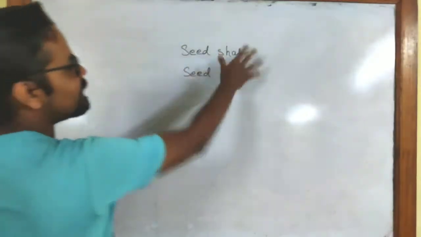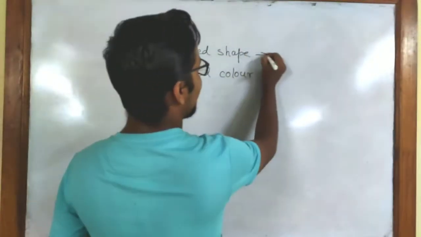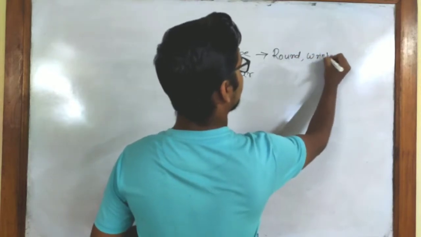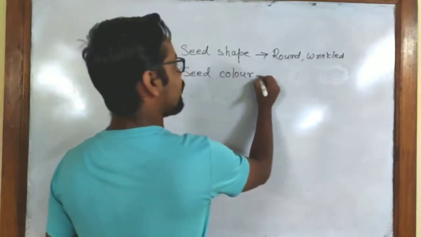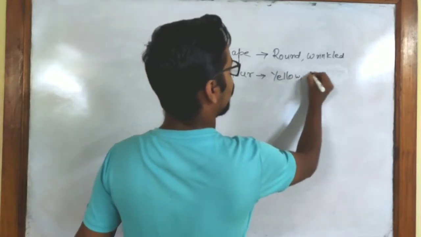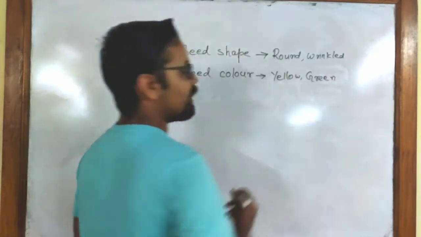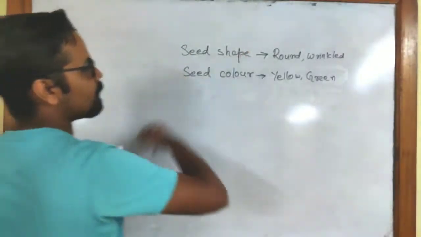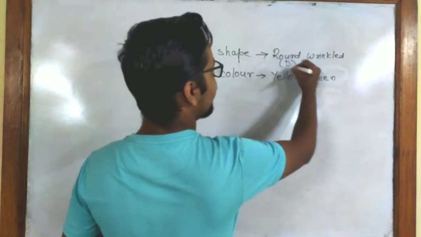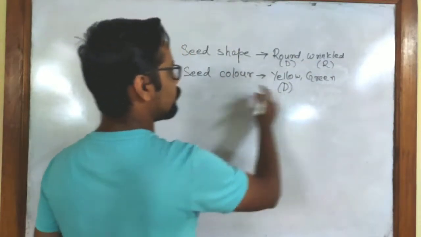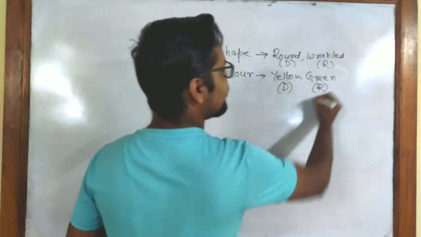Okay, so here seed shape can be of two types. It can be either round or wrinkled. And seed color can be of two types. It can be either yellow or green. Now, as we talked about the dominant and recessive characters, in the seed shape, round is the dominant one and wrinkled is the recessive character. Yellow is the dominant in case of seed color and green is the recessive one.